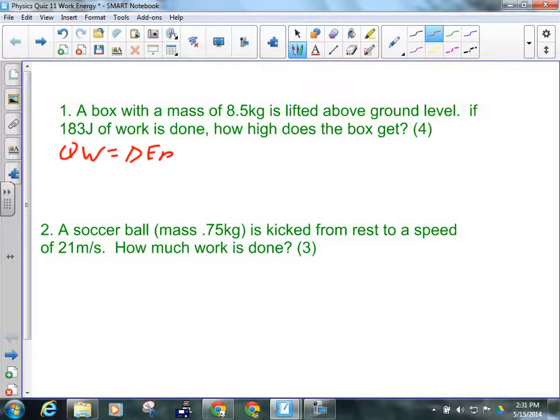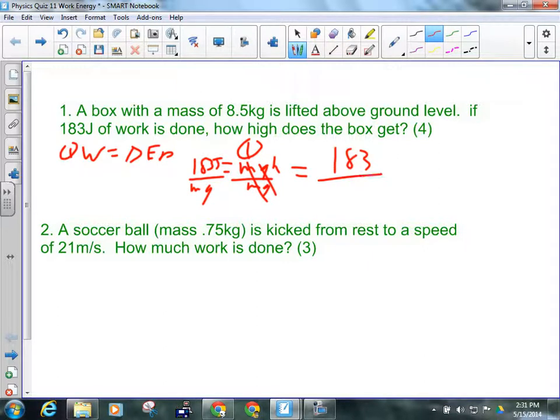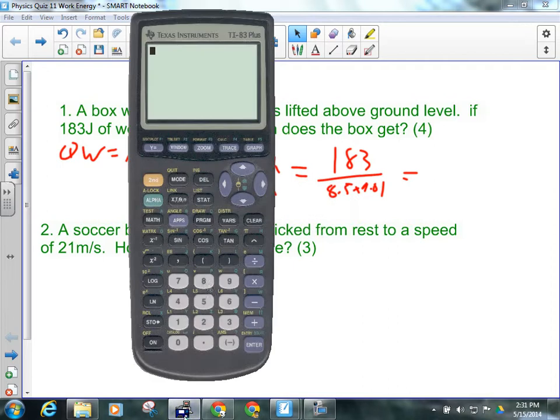Okay. Work is still delta EP, 1 mark. Our next one here is that we have to manipulate to find out how high the box gets. So we're taking m times g times h equals 183 joules. So divide both sides by m times g, and we're left with h. Give them a mark if they did that, or if they went straight to numbers, 183 over 8.5 times 9.81. So 1 mark for that step there. And then 183 divided by 8.5 times 9.81 gives us 2.19 meters.